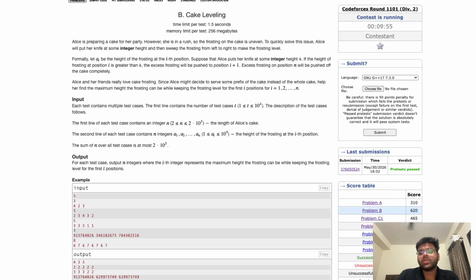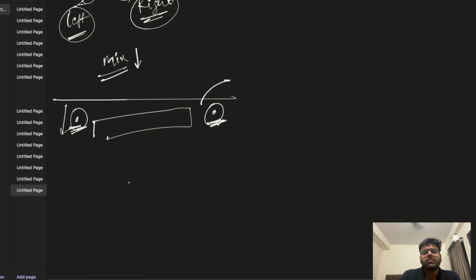Now let's move to the B problem. The B problem was also very easy. Let's first discuss what the B problem is saying. The B problem says that Alice has some kind of a cake, and there are different frosting levels on this particular cake. She goes from the left hand side to the right hand side, and now we need to find a certain h for each of the possible i. That particular h is the maximum possible frosting height she could maintain.